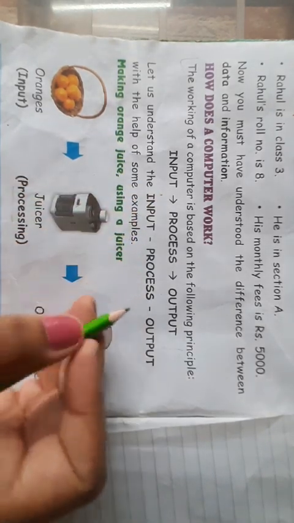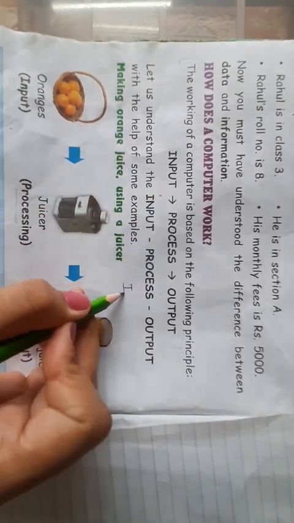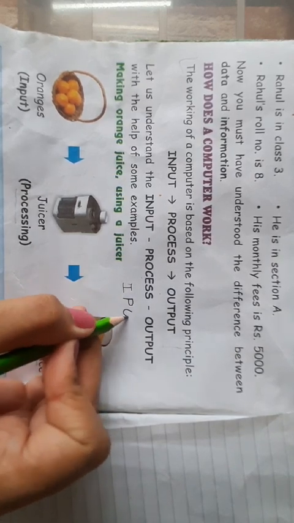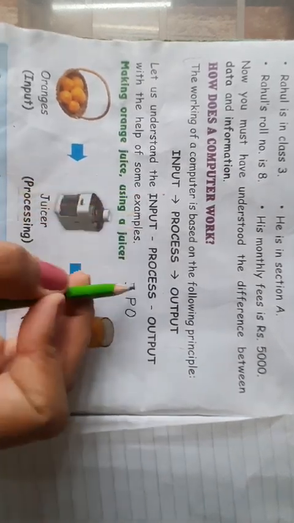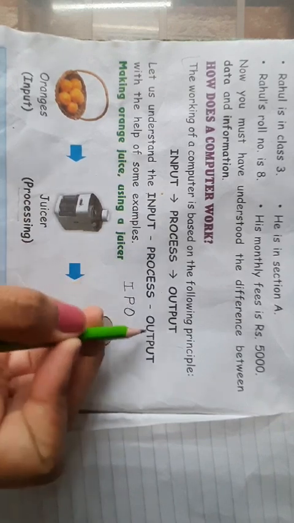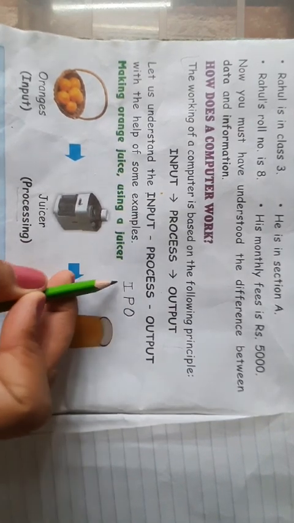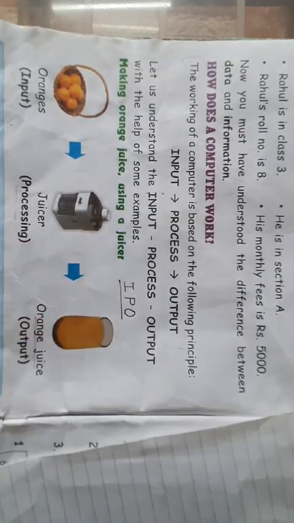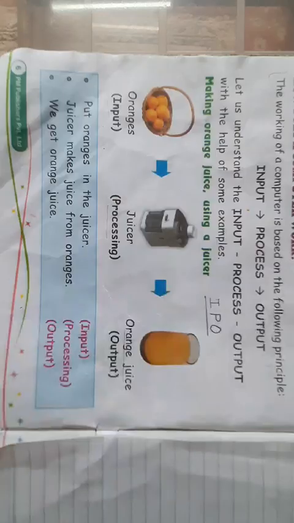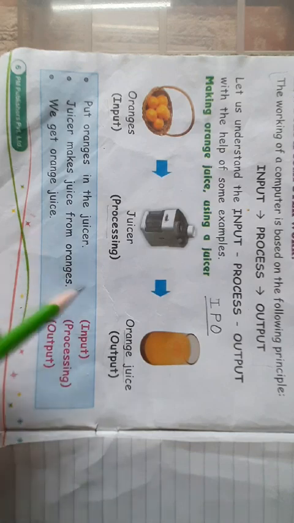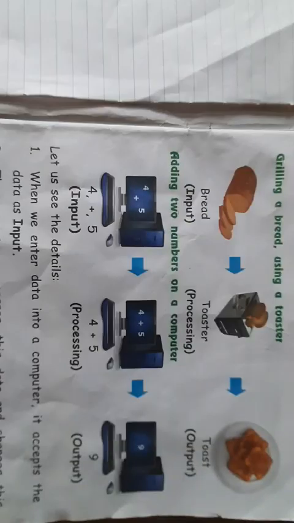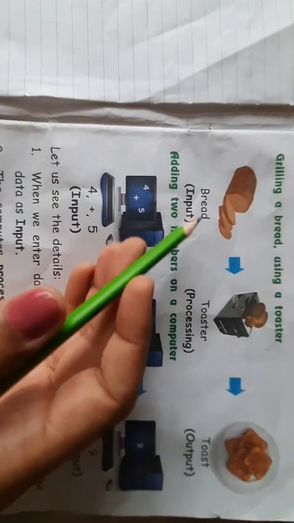And this process is also known as IPO. You can take I from input, P from process, O from output. And this is also known as the IPO process cycle. So this is very simple. Next page. Another example which is very simple.